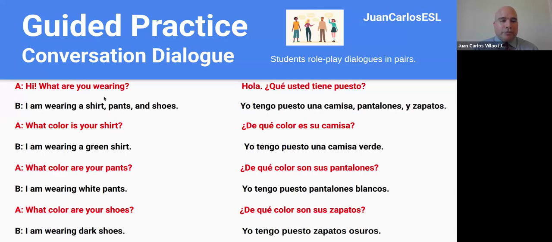So here we have 4 questions and 4 responses. There's a dialogue between 2 students. And then once you finish the dialogue, rotate turns. Whoever was student A first will now be student B, and whoever was student B first will now be student A. So you rotate turns. Entonces van a tomar turnos.